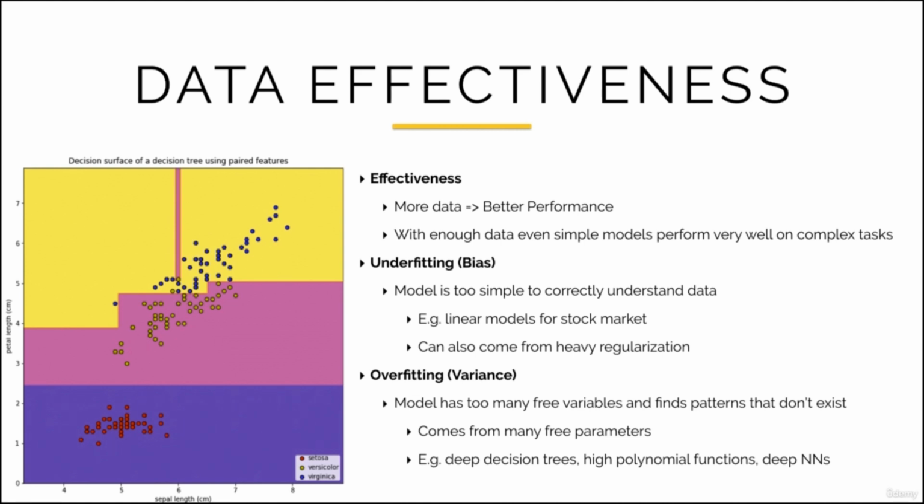And overfitting, or variance, can come from using extremely complicated models. So for example, if you decide to go with deep decision trees, high polynomial functions, or deep neural networks, and you don't try to restrain their freedom, if you just let them run free, it's pretty likely that they're going to overfit your data. They're going to go so deep into it, and think they found something extremely interesting or extremely complex, and it's probably not going to be true.